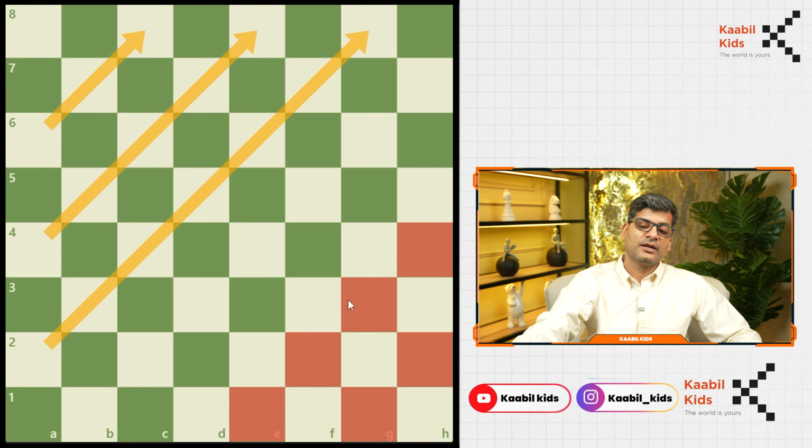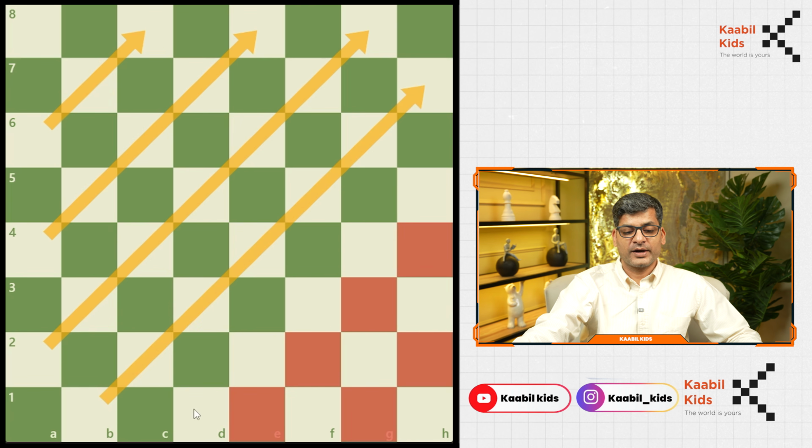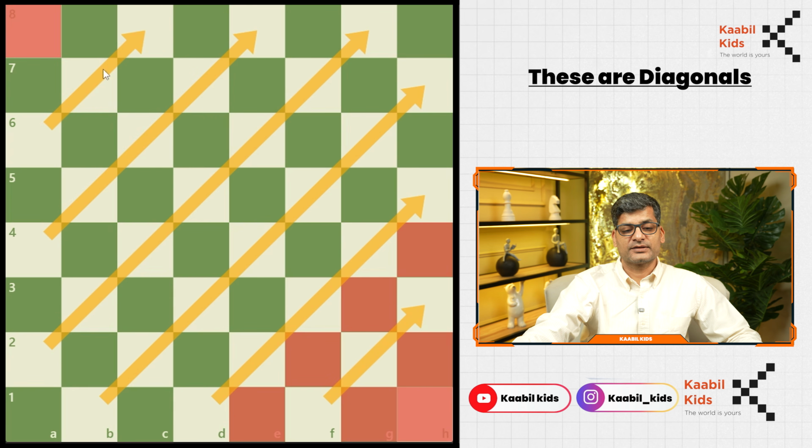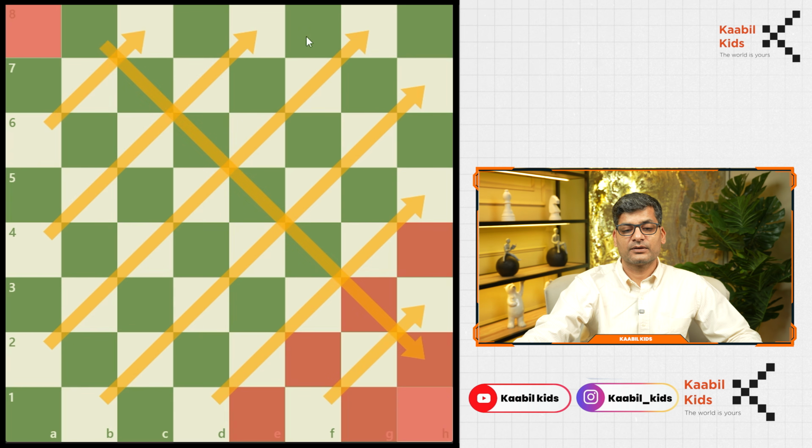So there are 64 squares in total, and 32 squares are the light and 32 squares are the dark squares. Okay. And now we have also understood the file, the rank, and now these are the diagonals. So diagonals are the ones which go diagonally, right? Now these are all diagonals. There we go. So many diagonals, right?